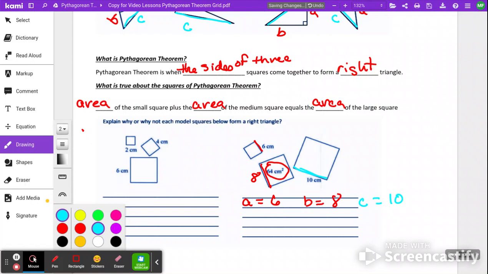So we'll use the Pythagorean theorem to determine if the sides of these squares will equal a right triangle. A squared plus b squared equals c squared. 6 squared plus 8 squared, does that equal 10 squared? 36 plus 64 equals 100. Therefore, the side lengths of these squares form a right triangle.